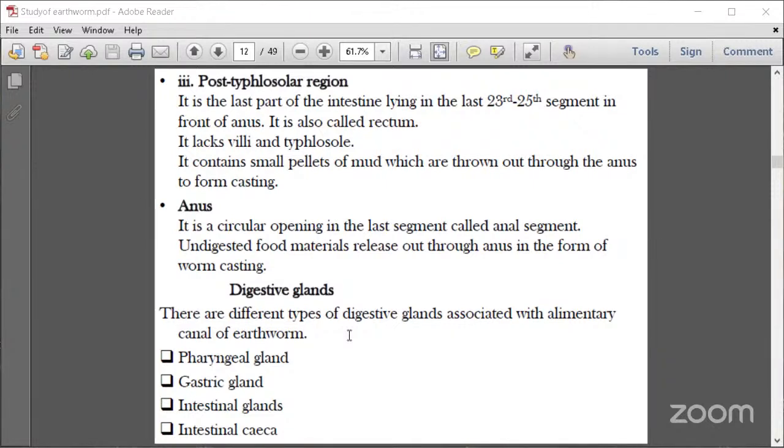Anus is a circular opening in the last segment called the anal segment. Undigested food materials are released out through the anus in the form of worm castings. Coming to the digestive glands, the earthworm contains different types of digestive glands associated with the alimentary canal. What are they? A pharyngeal gland, a gastric gland, intestinal gland, and intestinal ceca.